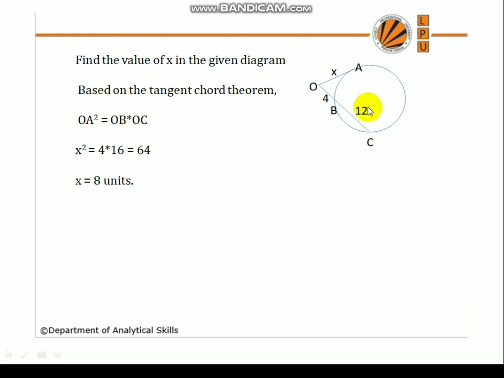Now we see some problems based on tangent and chord. So we use the tangent chord theorem of circles. What does the tangent chord theorem of a circle mean? Let's take this diagram. A circle with OA as a tangent and BC a chord extended to O. So using the tangent chord theorem, we can deduce the property here. That is, the square of the tangent OA square is equal to the product of OC into OB.